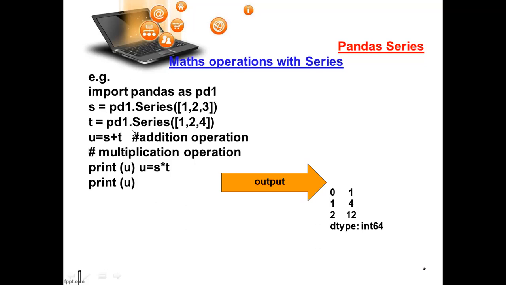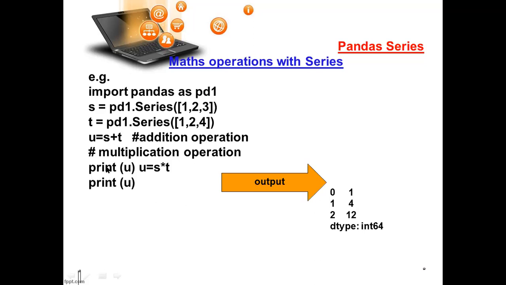Now I have to make an addition. So u is another variable which is used for addition. Equal is an assignment operator, s plus t. What is s? This is one series including 1, 2, 3, and plus t means t is also holding 1, 2, 4. This is for addition, for adding elements from a series.